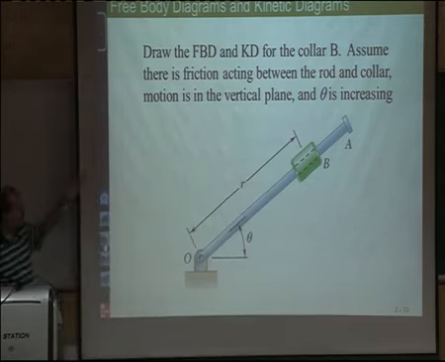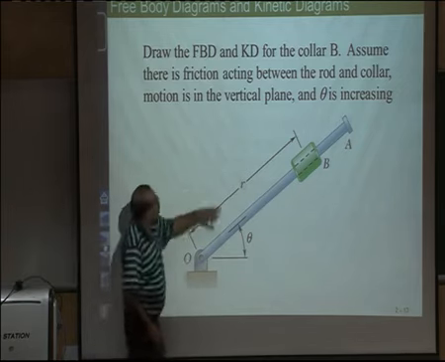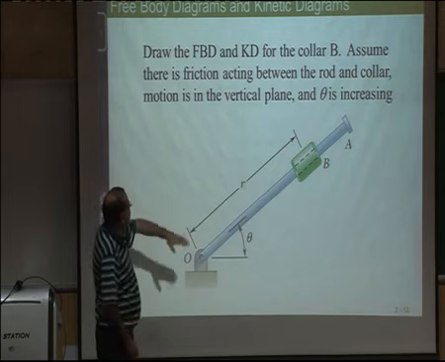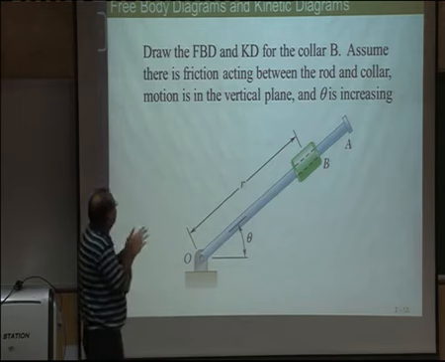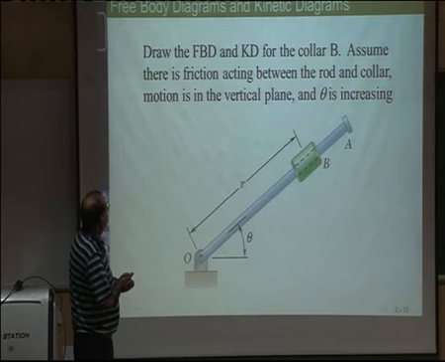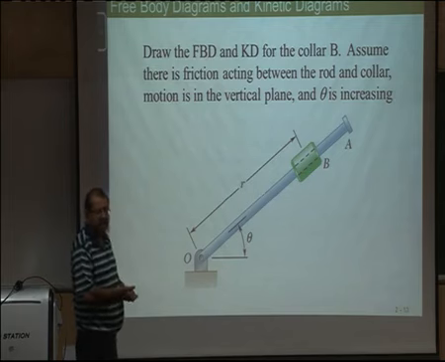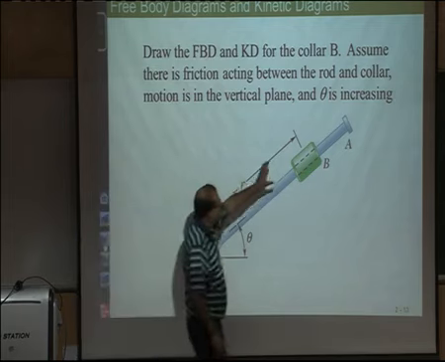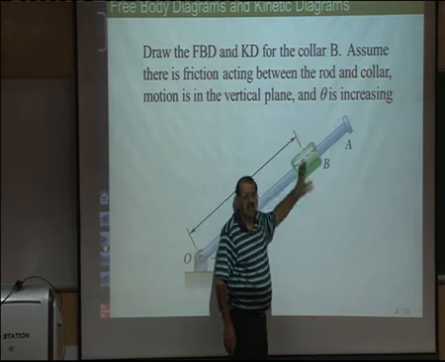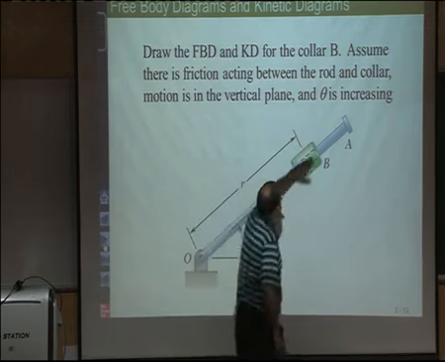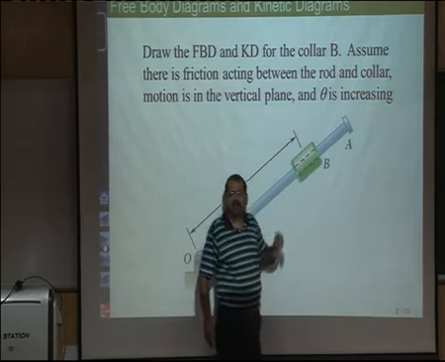So similarly, there is another problem here. We have this rod on which a collar is moving, and we have to draw the free body diagram and kinetic diagram for the collar B. Assume that there is friction between the rod and the collar, and the motion is in the vertical plane and theta is increasing. So now, if you have to draw the free body diagram of this body, how will you draw? You isolate the body, then what forces will come from this rod on the collar?